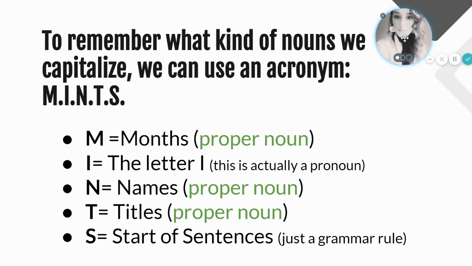Okay, and then titles. T equals titles. These are also proper nouns. For example, titles of specific books. For example, Harry Potter. We capitalize Harry Potter and the Sorcerer's Stone because it is a specific title of a story. What about movies? Yes, movies too. For example, Finding Nemo. It is a specific name or title of a movie. So we capitalize Finding Nemo.